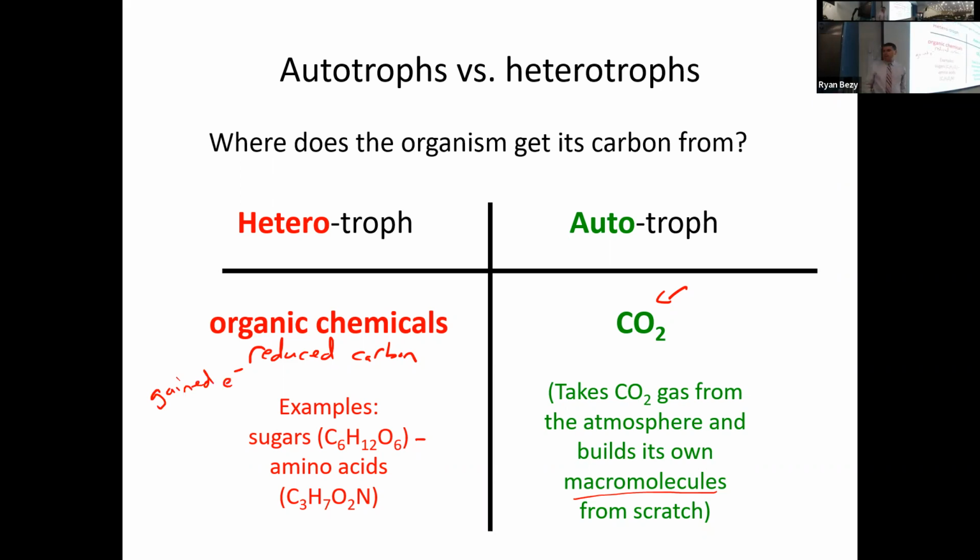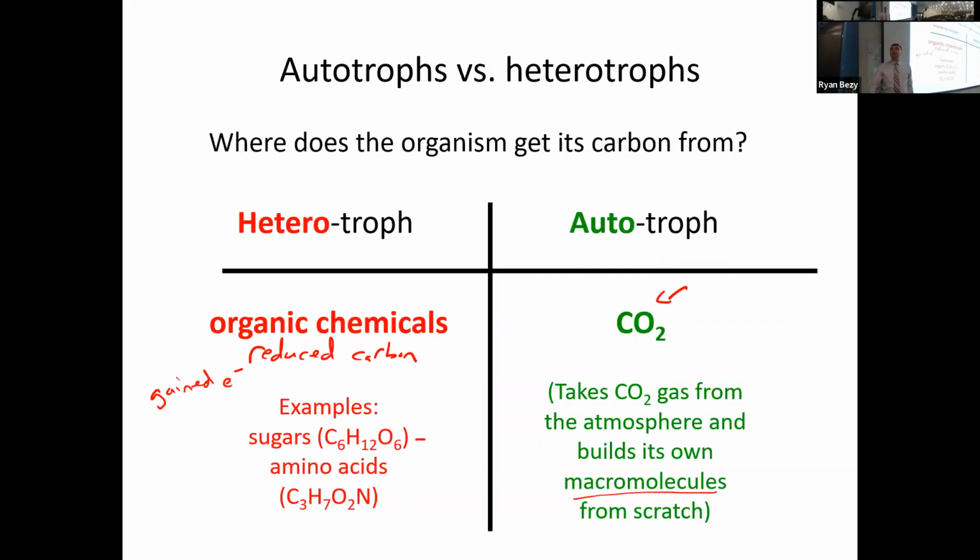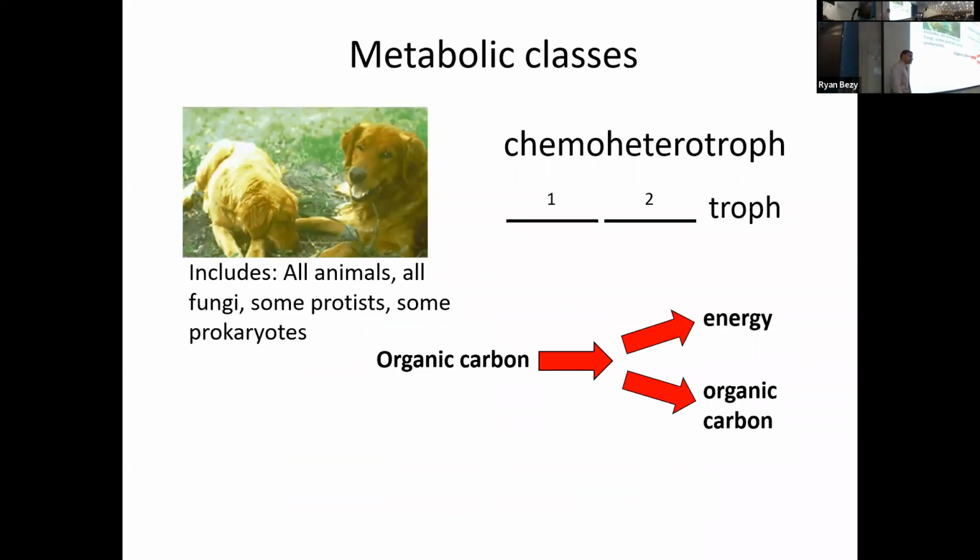Okay, now with these metabolic classes, you again could put either heterotroph or autotroph into this second blank. But now I can mix and match these prefixes into different possible metabolic classes. And so I can have a chemoheterotroph, but I can also have a chemoautotroph. I can have photoheterotrophs, but I can also have photoautotrophs. So what we can do is we can mix and match these into different metabolic classes. So for instance, some organisms are what are called chemoheterotrophs.